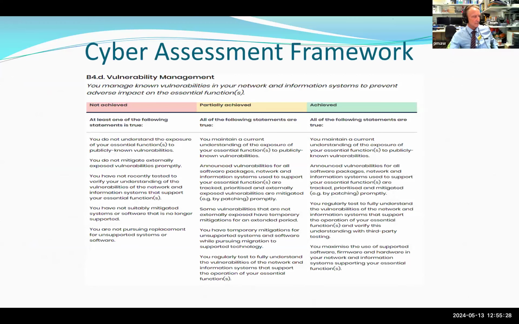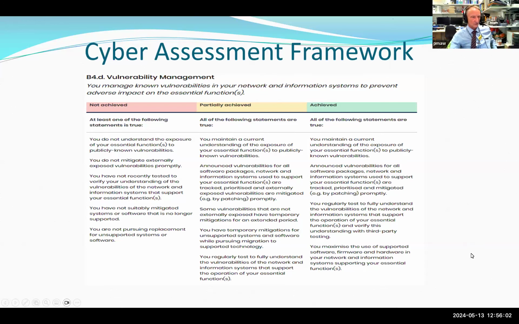So I'm going to go into principle B, subsection 4D. This is the typical page for each one of these. In most cases, you only have not achieved and achieved. In some cases, you have partially achieved. On the left here, if at least one of these statements is true, then you've not achieved this particular principle. Here, you need all of these to be true if you've partially achieved, and if you've fully achieved, you need these to be true.